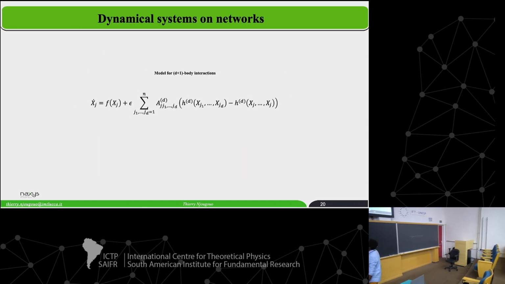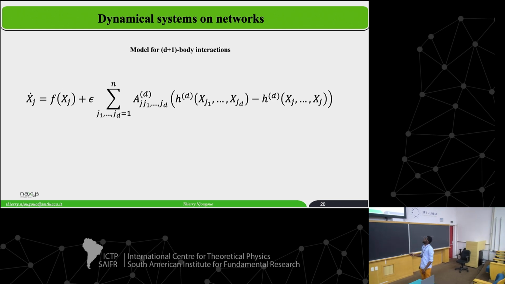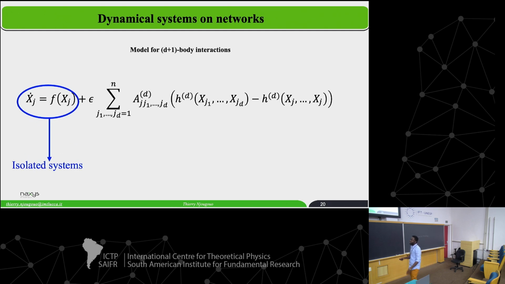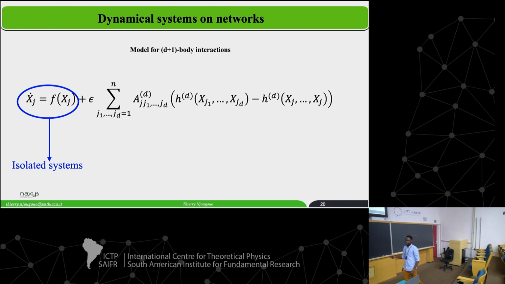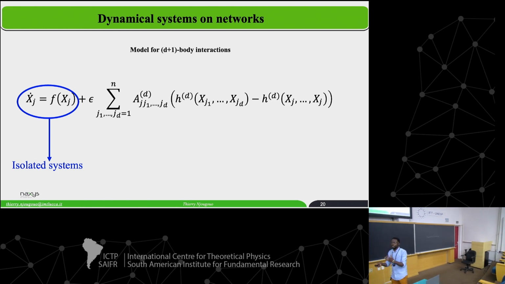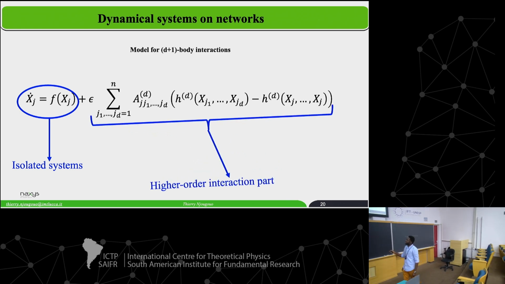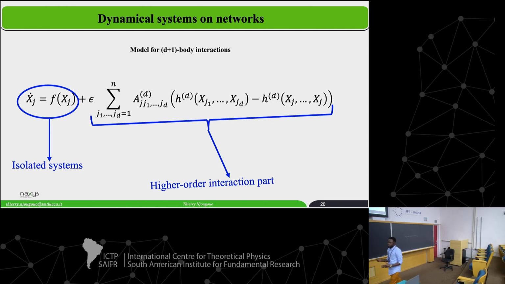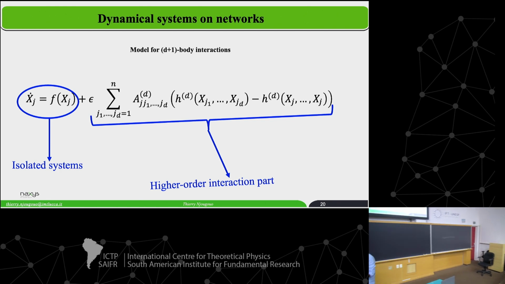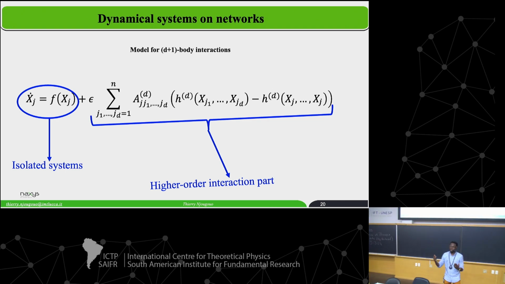So what we did was, if we consider that the dynamics of a node is defined in a very general form by this equation, where x dot equals f(x) is the isolated system, and then if we add the interaction term, we obtain this one. So this A is the adjacency tensor, epsilon is the coupling strength, and here H is the coupling function. We try to use something diffusive-like. Why do we use diffusive-like? Just because at the end we want to do a comparison between higher-order interaction and pairwise interaction.